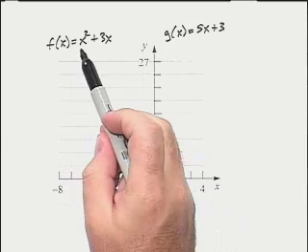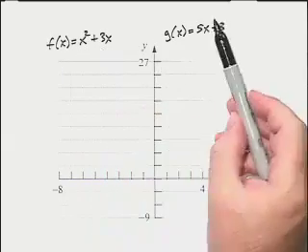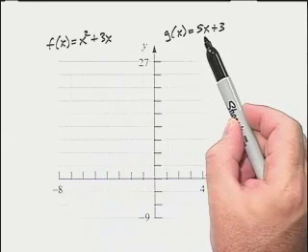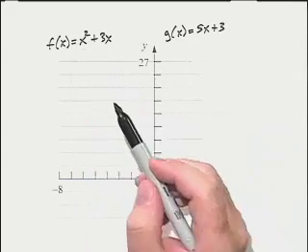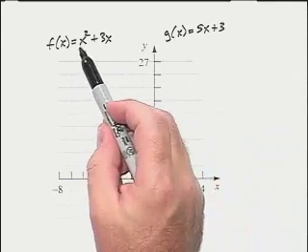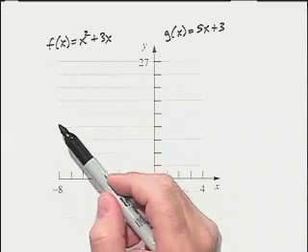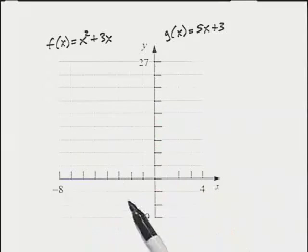We're going to graph f of x equals x squared plus 3x, and g of x equals 5x plus 3. To graph the function, we could do this by plotting points: pick some values for x, plug them into the function, get points on our graph, and then connect the dots.